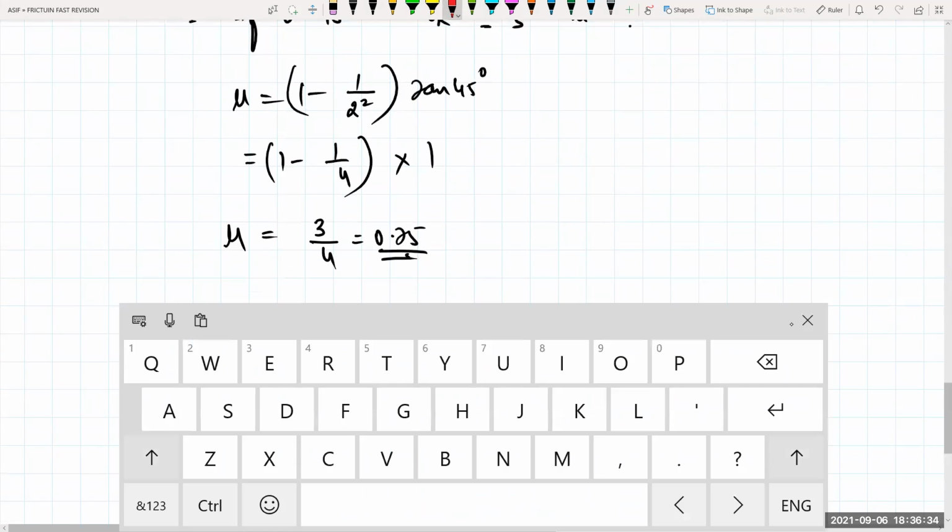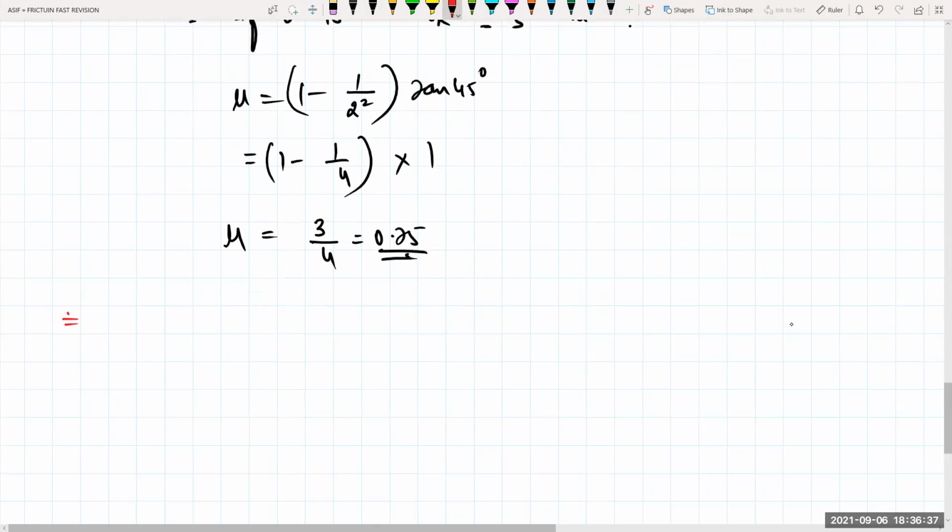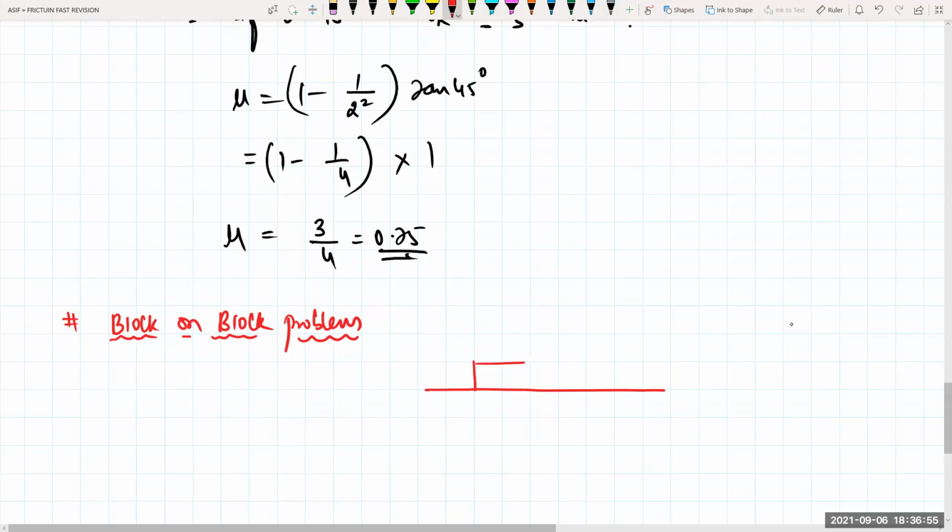Next, block on block problems. This is one block, and this is another block. This is M1 and this is M2. If I'm applying a force on this one, what happens? There is a coefficient of friction here, mu 1, and this surface is, for example, a smooth surface.